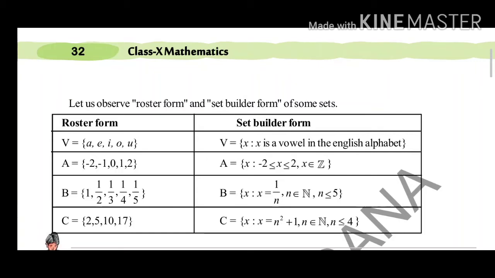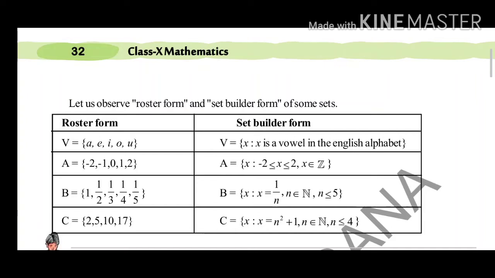One more, C is equal to {2, 5, 10, 17}. This is the one condition. How can you represent C in set builder form? The set of all x such that x is equal to n square plus 1. Already you have studied squares of numbers in the 8th class, yes or no? All are natural numbers only. How can you write 2? 1 square plus 1, how much? 2, or not? Next, if I take the second natural number, it will be 2. 2 square plus 1, how much? 4 plus 1, how much? 5 only.